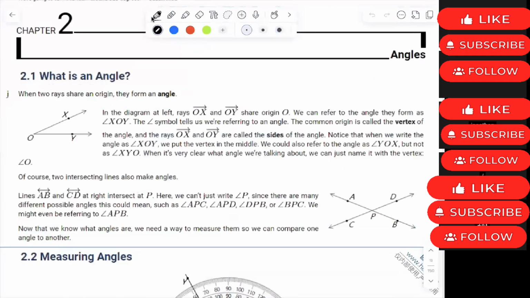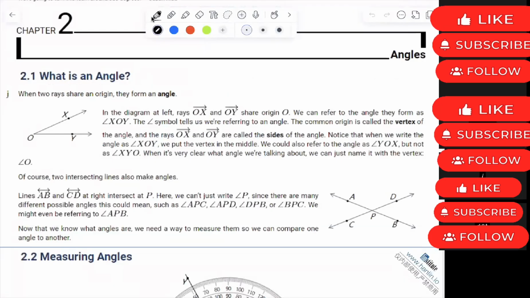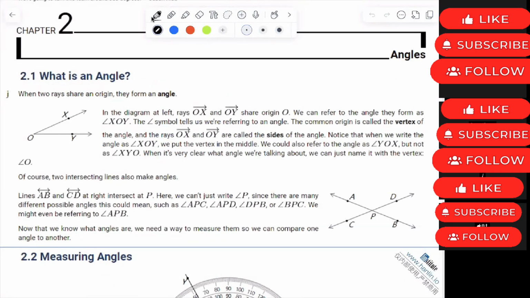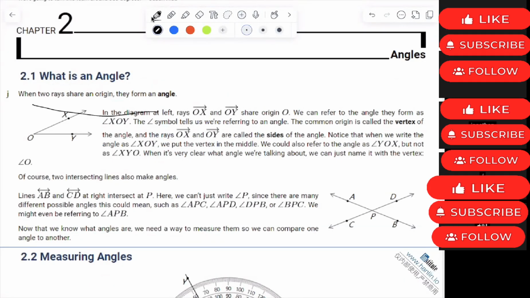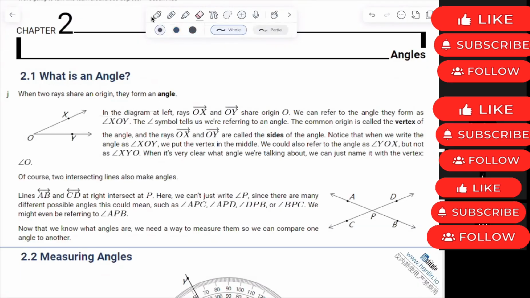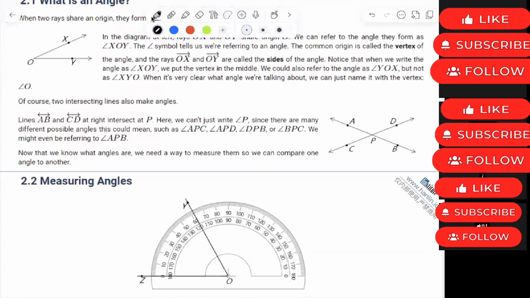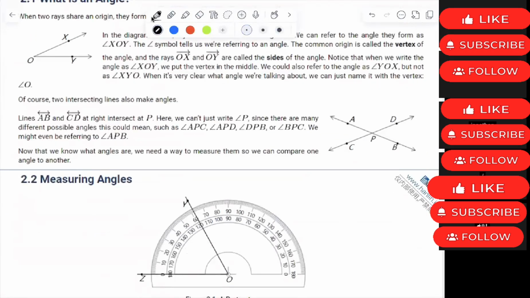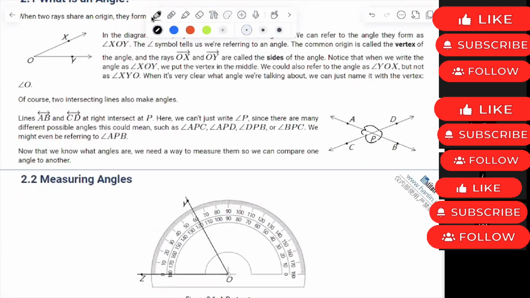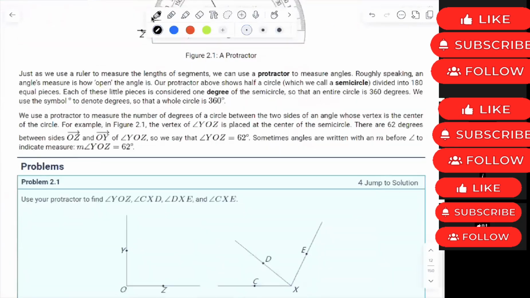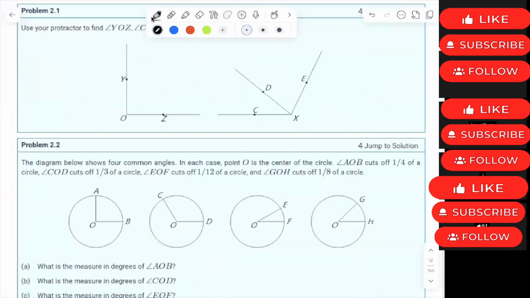What is an angle? I'm pretty sure you guys know what an angle is. When two rays share an origin, they form an angle. And of course, two intersecting lines also make an angle. These are the angles they're talking about. All right, now let's move on.